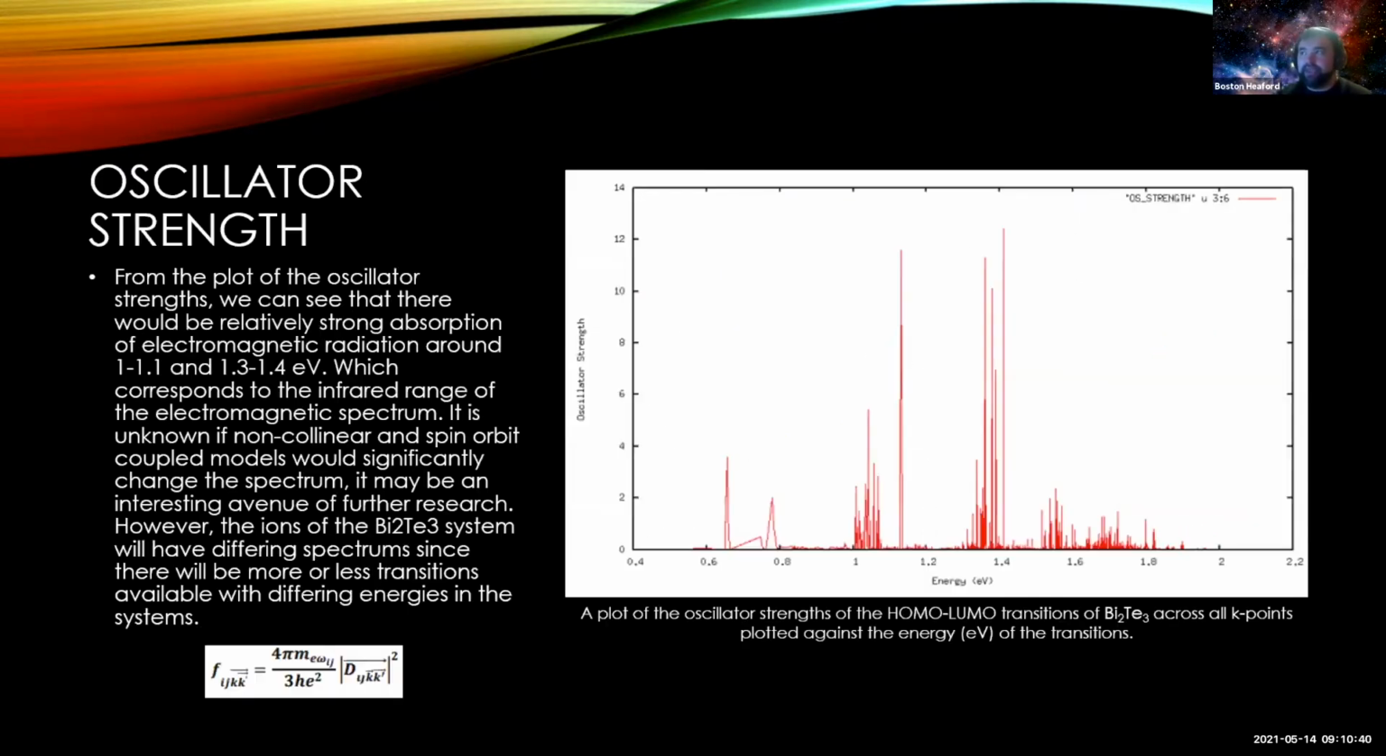And then finally, we have the oscillator strength, which is essentially showing you the absorption spectra. It's the strength, or the relative probability, of the material to absorb light at a specific wavelength shown here. And as you can see here, there are a few different spikes in the absorption spectra around 1 to 1.1 electron volts, and then 1.3 to 1.4 electron volts. There's some pretty strong absorption, which is in the infrared range, which is to be expected for bismuth telluride.